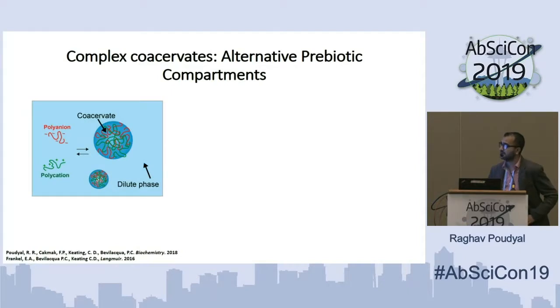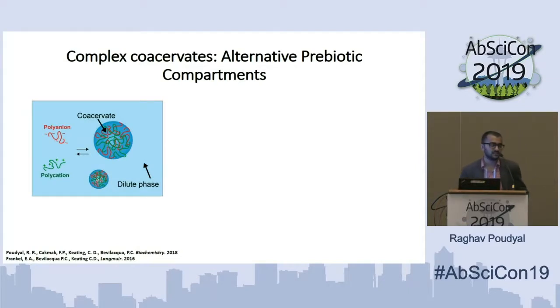So we've been interested in complex coacervates as model prebiotic compartments because they are very easy to assemble, and they can accumulate different biomolecules that are very relevant to prebiotic chemistry. A little bit of background on how these form: it is through assembly of polyelectrolytes. I'm showing here a polyanion and a polycation. They can assemble together to form these dense phase and dilute phase.